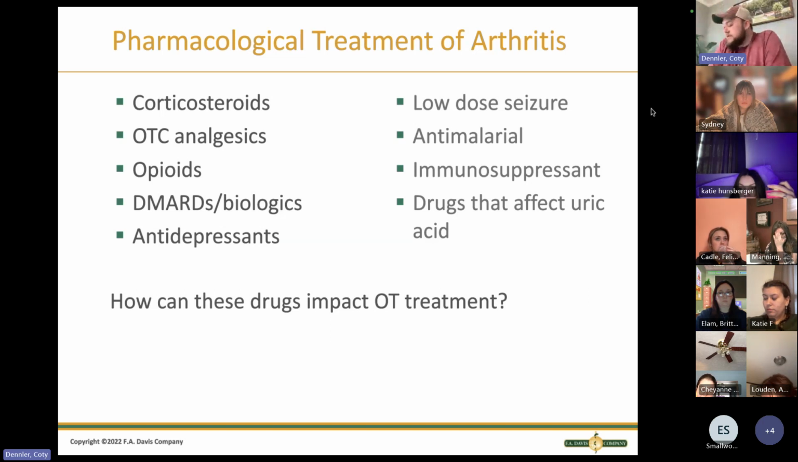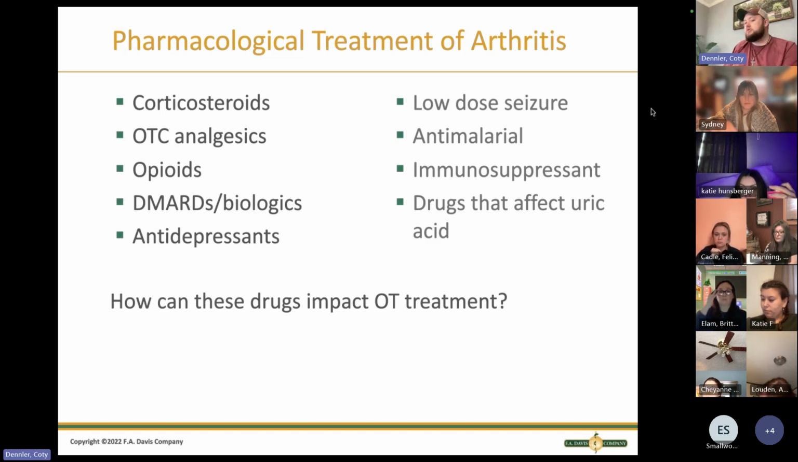Maybe a low dose seizure medication. This is to help limit the way that the brain releases chemicals that read pain or pain receptors. That's why they give that low dose seizure medication. Anti-malarial is like a systemic thing. They give it to keep the body from attacking itself more or less in some of these arthritic diseases. Same thing with immunosuppressant drugs. It's just trying to keep the immune system from attacking the body. And then drugs that affect uric acid for the gout.